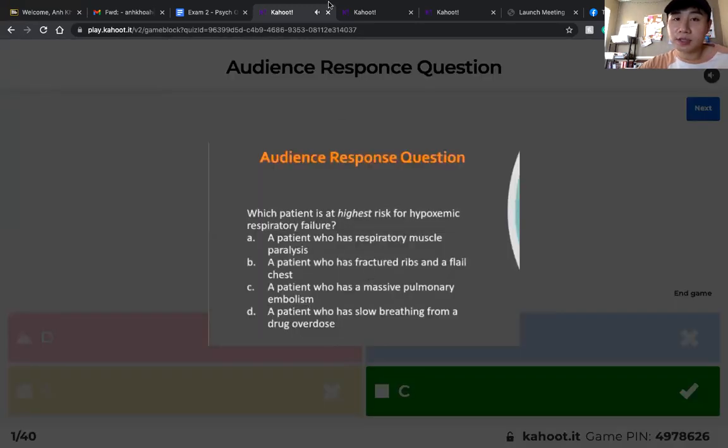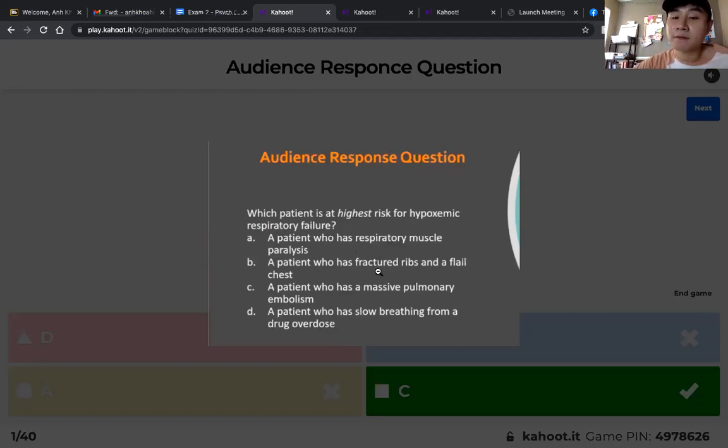So let's look at the question again. Which patient has the highest hypoxemic respiratory failure? When we read the question, hypoxemic, we think oxygen internally. And if it's hypercapnic, we think it's kind of like being unable to breathe. A patient who has respiratory muscle paralysis won't be able to expand their lungs and inhale or exhale air, so they would trap and retain carbon dioxide. So that would be hypercapnic respiratory failure.